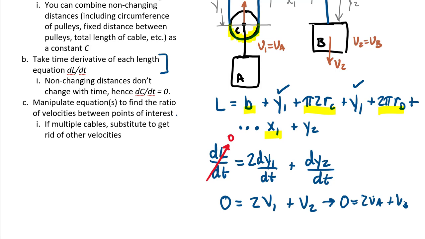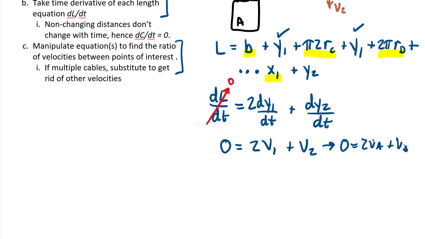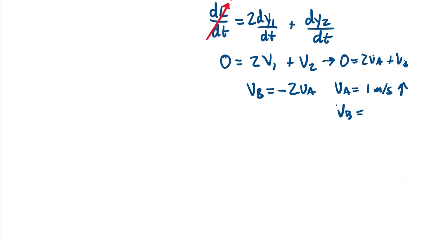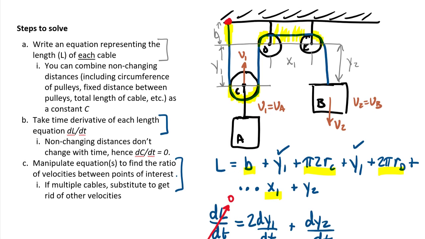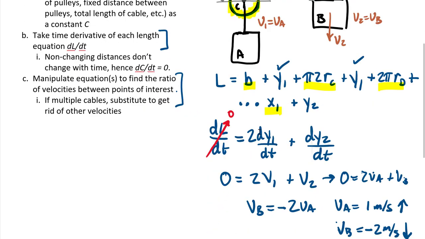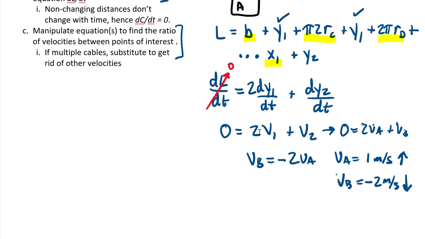Now, looking at this last step right here, talking about manipulating these equations, we could rearrange this equation to say that VB is equal to negative 2 times VA. And so if VA was equal to 1 meter per second going upwards, then VB would need to equal 2 times that, in the opposite direction: negative 2 meters per second, going downwards. Okay, and we could look back at the pulley system itself and see that this would be true, that the overall motion of A essentially moves at half the rate of B, because B is directly connected to the cable, whereas for A, two lengths of this cable need to change in order for A to move. Okay, so that gives us that 2-to-1 ratio, that B is moving at twice A.